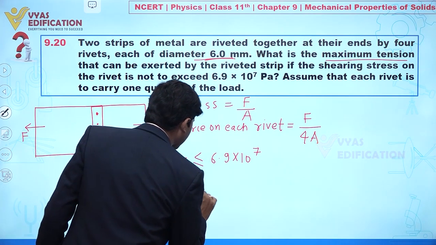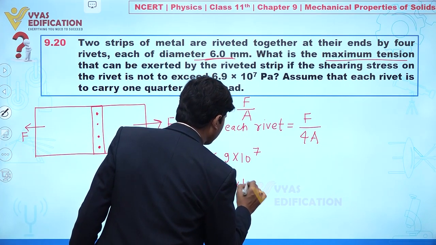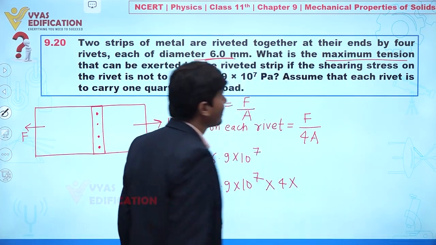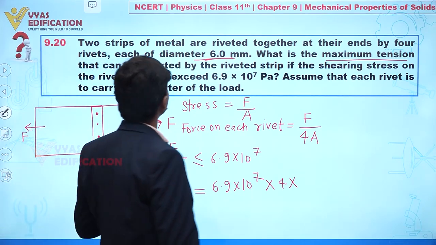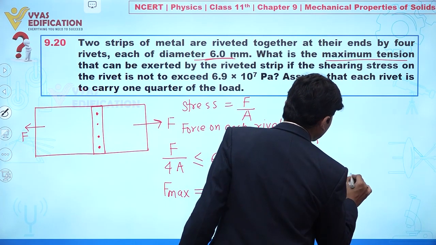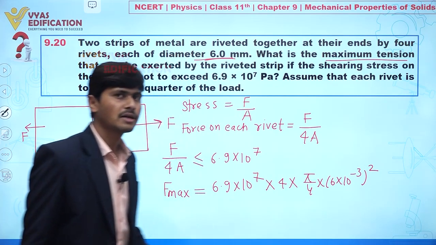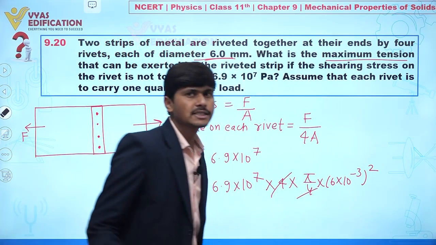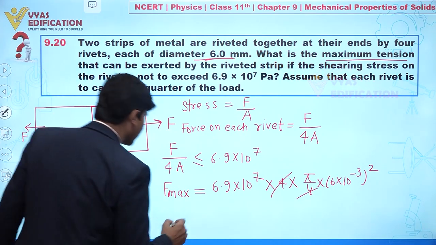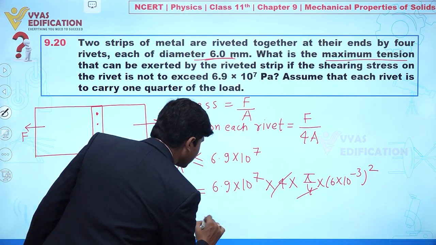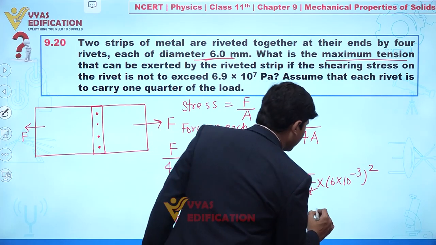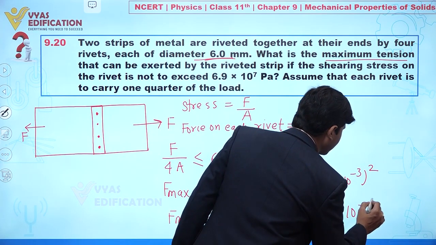So F maximum should be equal to 6.9 into 10 to the power 7, multiplied by 4 times A. A means area. The area is given by the diameter, 6 mm, so pi by 4 into (6 into 10 to the power minus 3) whole square. If you calculate, F maximum is 6.9 into 10 to the power 7 into pi into 216 into 10 to the power minus 6.